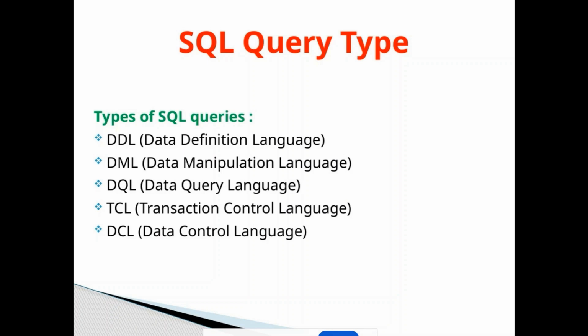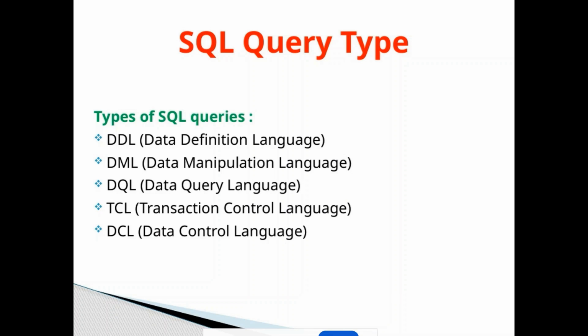Finally, we have DCL, or Data Control Language, with commands like grant and revoke. These are vital for controlling access and permissions within the database system. Understanding these different query types is fundamental because they form the backbone of how we work efficiently and securely with databases across various applications.